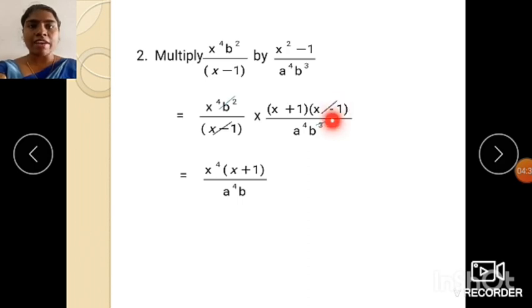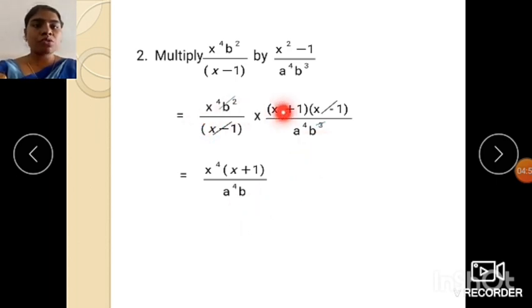In the numerator I have x minus 1 and in the denominator also I have x minus 1, so we will cancel them. Then in the numerator I have b square and in the denominator I have b cube. b cube has the greatest degree, so when we cancel b square from b cube, the remaining value will be b.